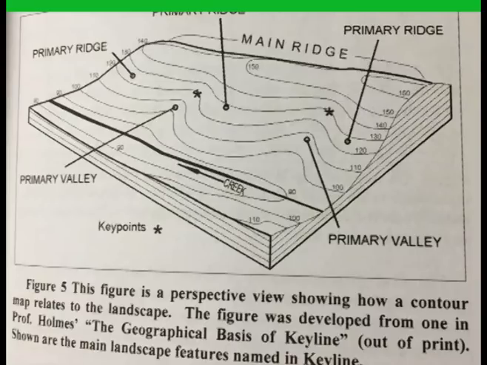Well, coming off the hills are primary ridges. It's the first ridge that comes down off that hill. Coming off the saddle is a primary valley. So we've got main ridge, hills and saddles, primary ridges, and primary valleys. I'll be speaking mostly about primary ridges and valleys.